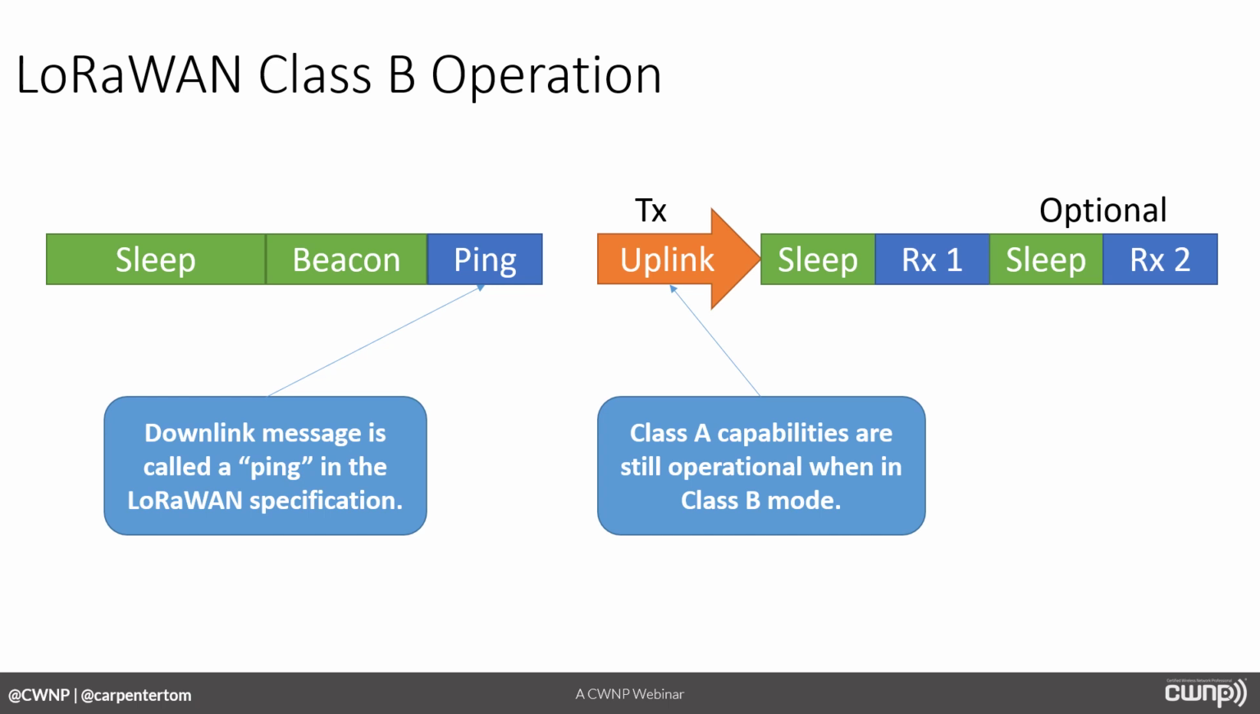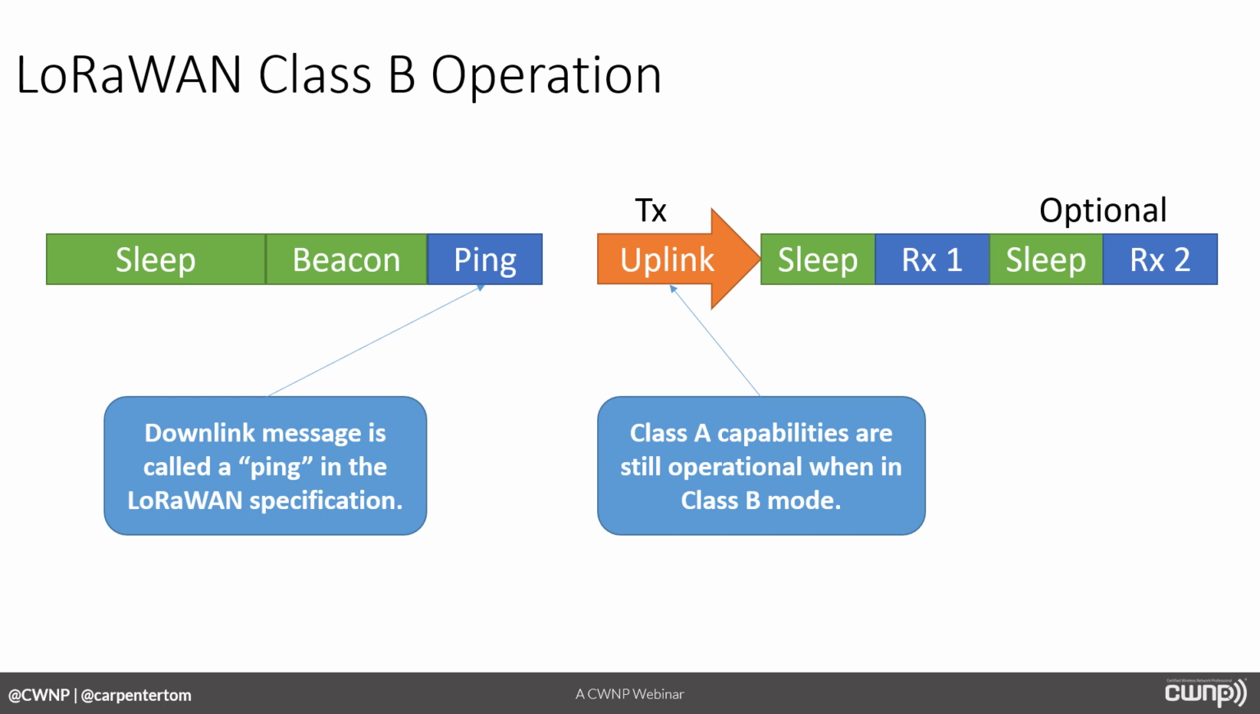So the downlink message is called a ping. Don't confuse this with the ping command that uses ICMP to test our IP networks. That's not what this is. The downlink message is just called a ping in the LoRaWAN specification. And that message is sent at this regular interval so the device can receive it. So it has to wake up regularly. Automatically, you now know, since it can still sleep, but it has to wake up regularly, its battery life is not going to be as long as Class A.